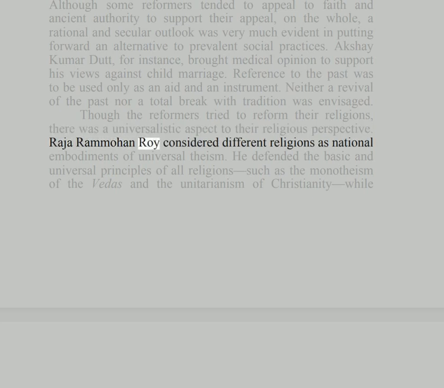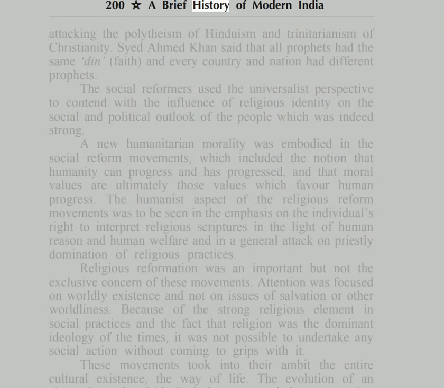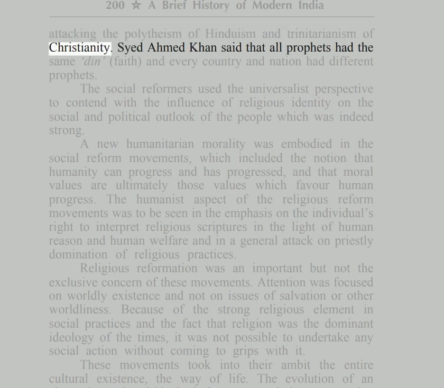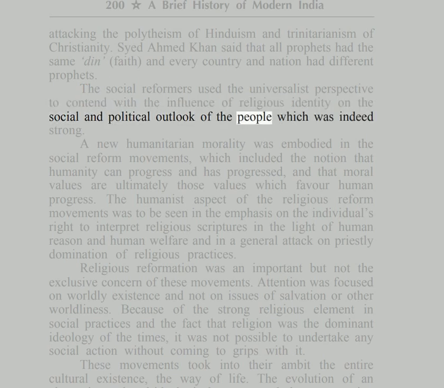Raja Rammohan Roy considered different religions as national embodiments of universal theism. He defended the basic and universal principles of all religions, such as the monotheism of the Vedas and the Unitarianism of Christianity, while attacking the polytheism of Hinduism and the Trinitarianism of Christianity. Syed Ahmed Khan said that all prophets had the same din, faith, and every country and nation had different prophets. The social reformers used the universalist perspective to contend with the influence of religious identity on the social and political outlook of the people, which was indeed strong.